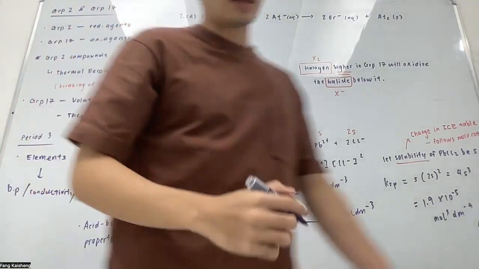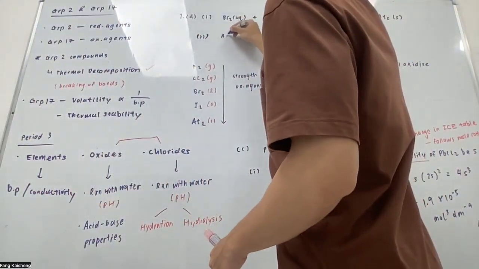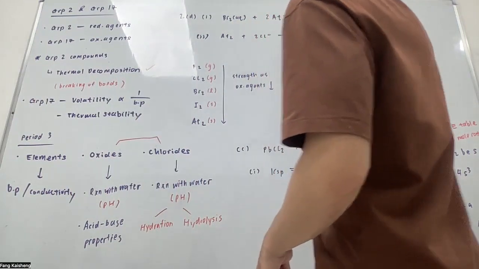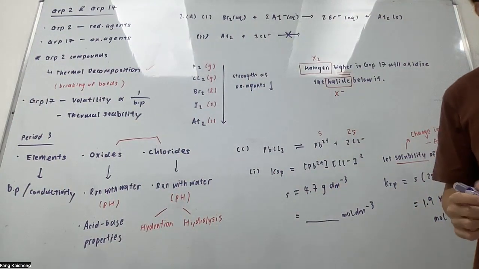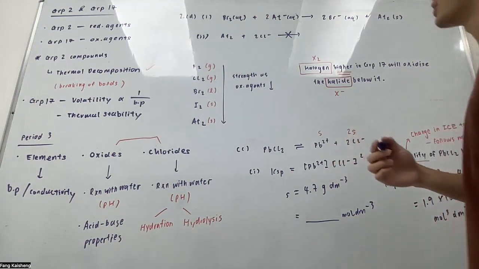Let's try the second one. Okay guys, part 2. Can this reaction occur? No. Astatine is below Cl-. This just doesn't happen. You do not need to write an equation. I just need you all to explain. I know they said there is no reaction, but let's explain first. Why can't this reaction happen?